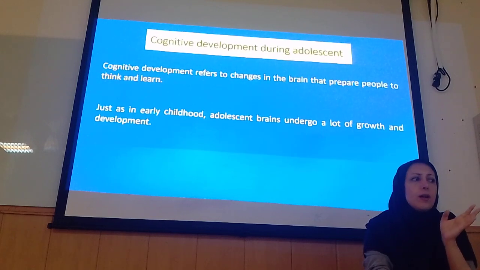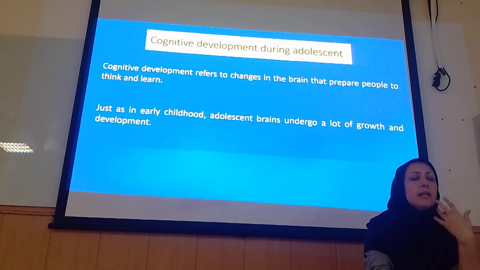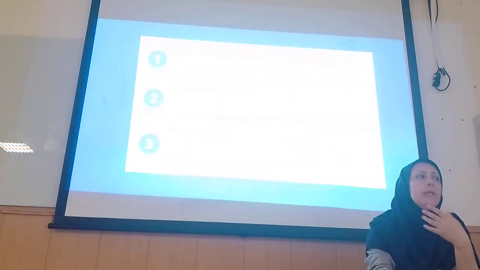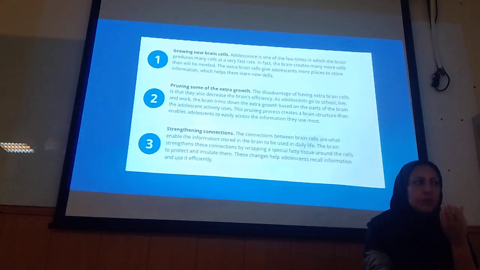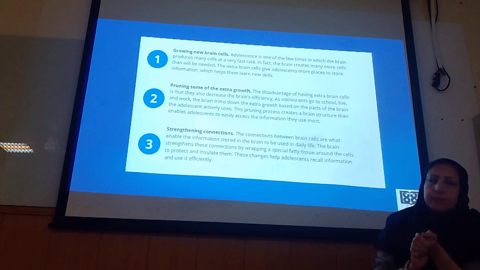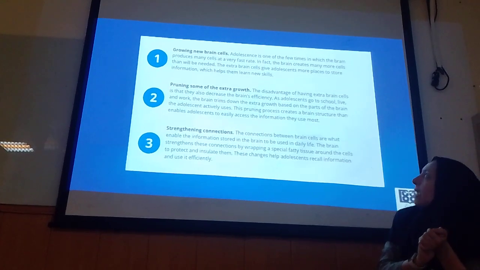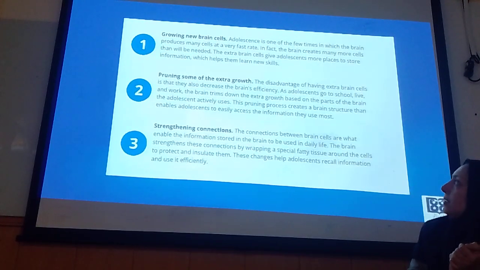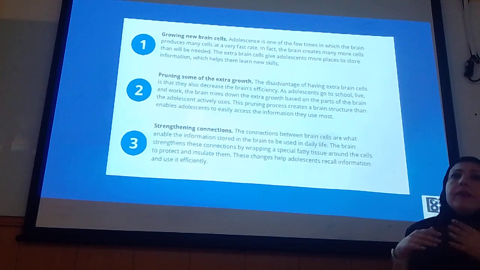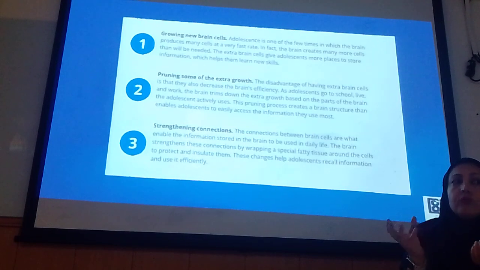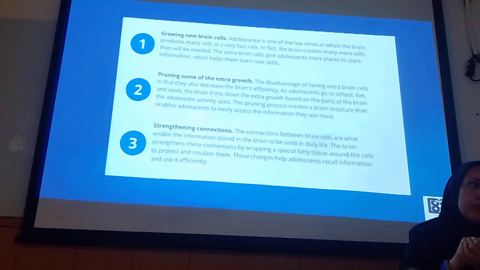Just as in early childhood, adolescents' brains undergo a lot of growth and development. The first change is growing new brain cells. Adolescence is one of the few times in which the brain produces many cells at a very fast rate. In fact, the brain creates many more cells than will be needed. The extra brain cells give adolescents more places to store information, which helps them learn new skills. Adolescence is a very good phase of our life to learn new skills.